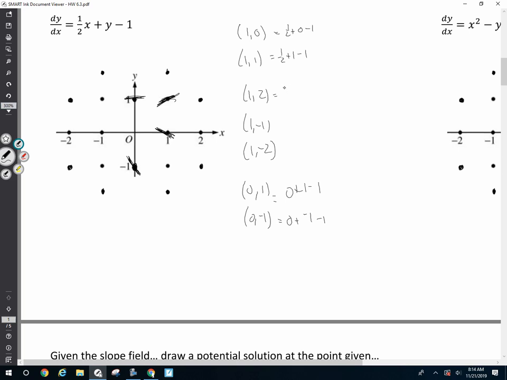1, 2. I should try the 2's, but whatever. 1 half plus 2 minus 1. So that's 1 plus a half. It's just 3 halves. 1 and a half. Rise 3, run 2. So 1, 2, 3, 1, 2. Positive. I'm aiming at that guy.